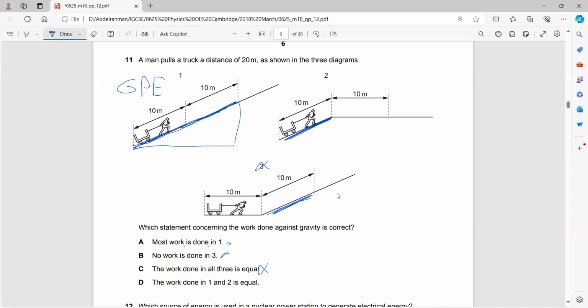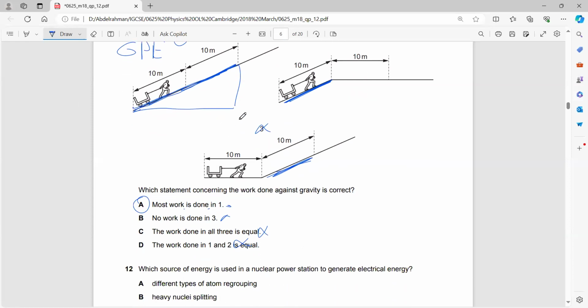Is it easier for you to push a toy car, for example, or is it easier for you to pull up this car, like 10 meters above vertically? That would be definitely quite hard. That's why diagram one is the hardest situation. The most work done is in diagram one. Definitely one and two are not equal. I hope this is clear by now.